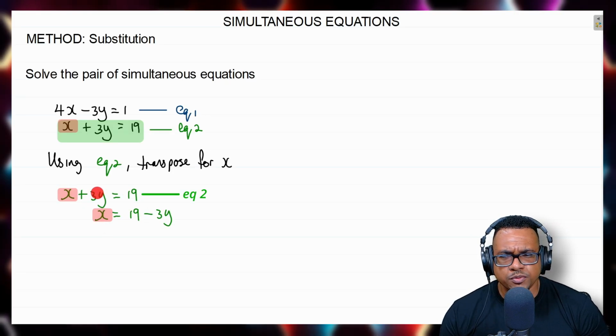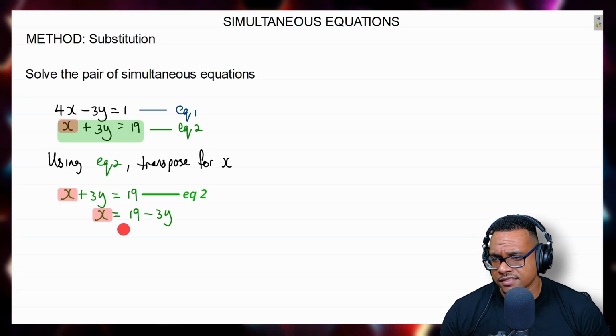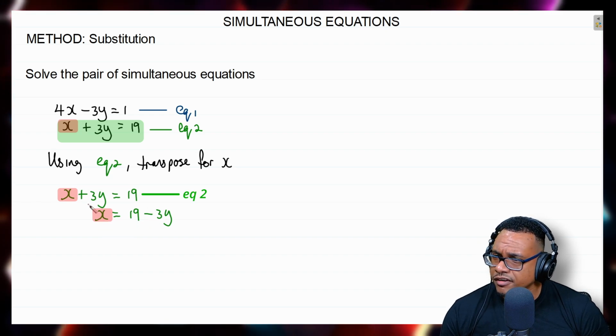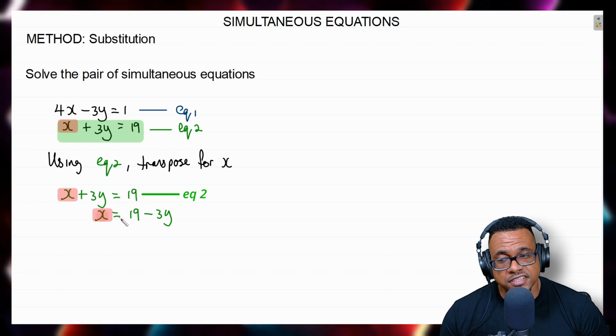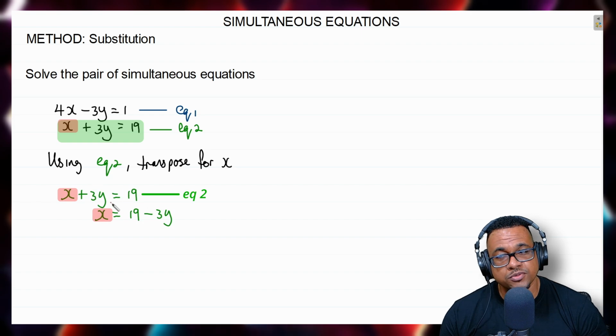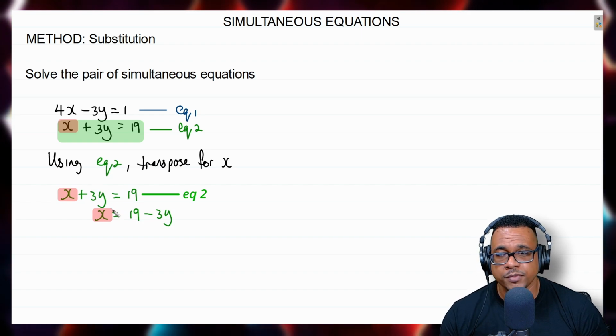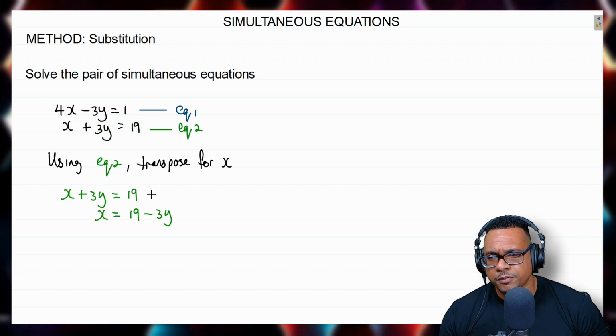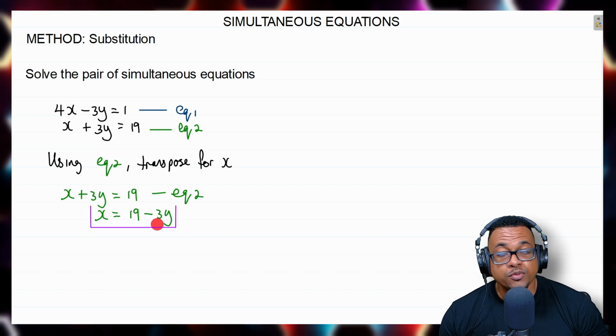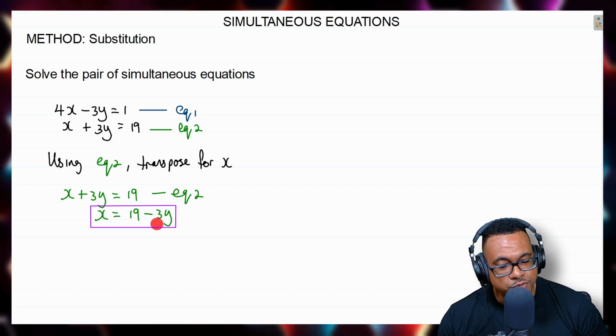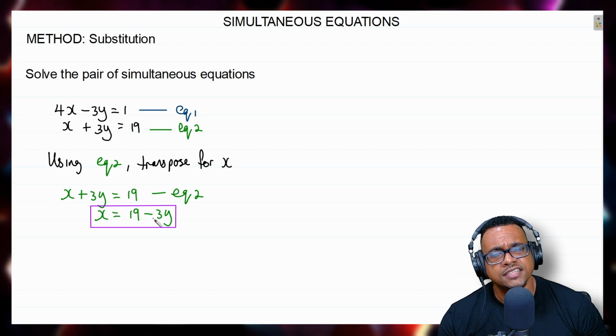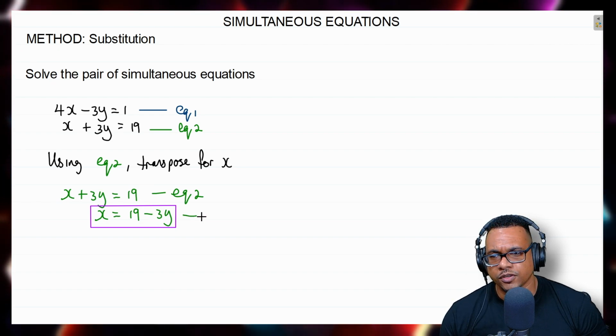So now we use equation 2, we transpose for x, and we get this. Now this looks different from equation 2, but essentially this and equation 2 are the same thing. This is in a different form because it is transposed. So I'm just going to put back here equation 2. And this new equation, which is the same as equation 2 but looks different, we're going to call equation 3.